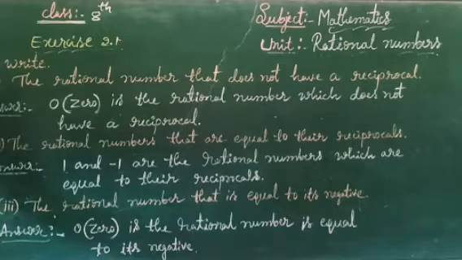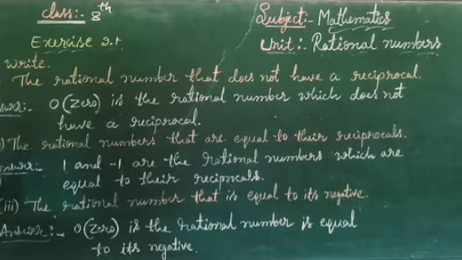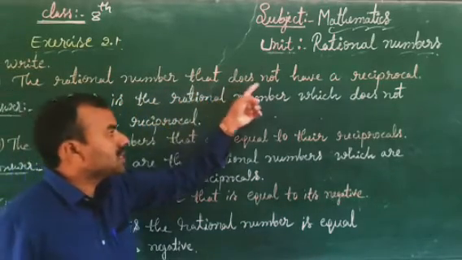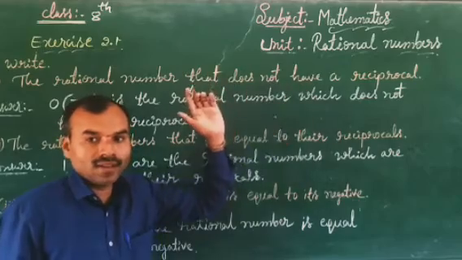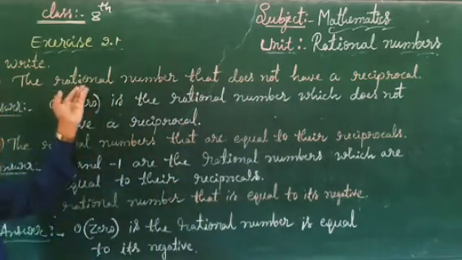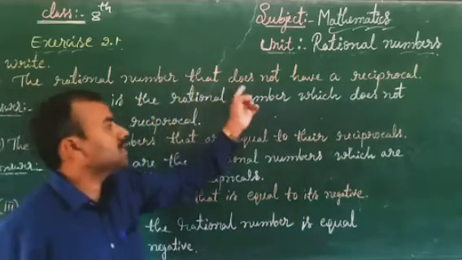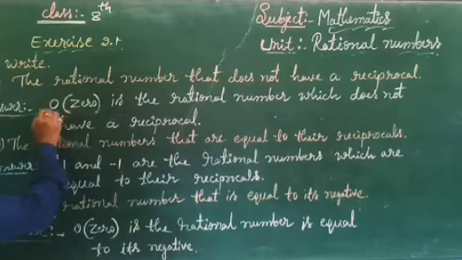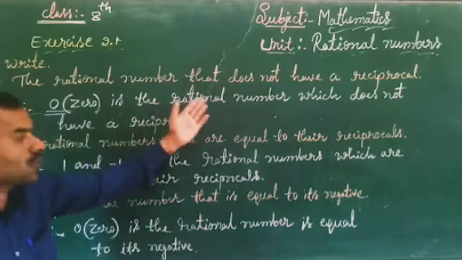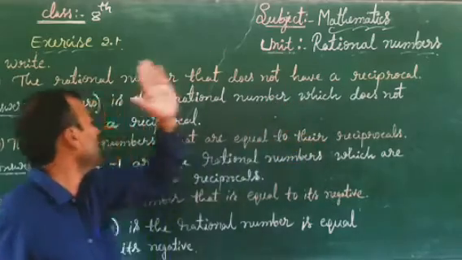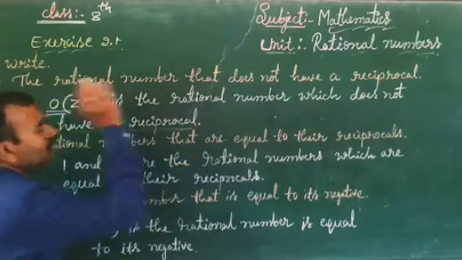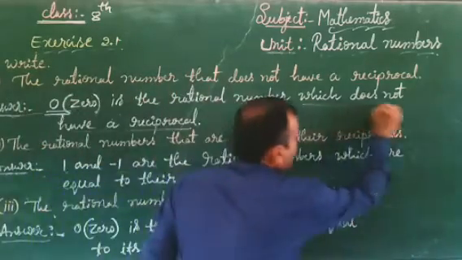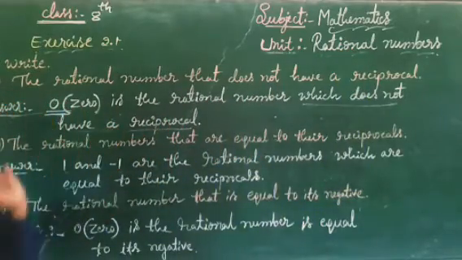Now take down the 10th one. Here there are 3 questions. First one, the rational number that does not have a reciprocal. I repeat once again, the rational number that does not have a reciprocal. Answer: 0. 0 is the rational number which does not have a reciprocal.